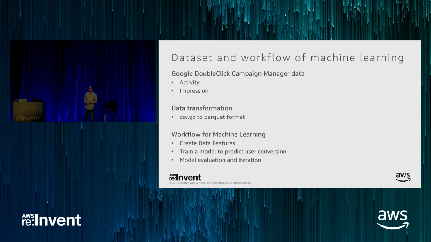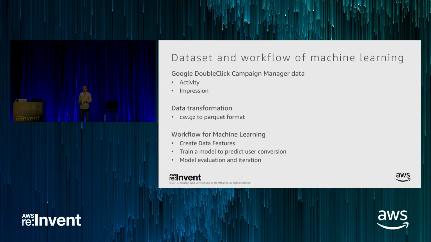Let's understand the workflow. We are going to work with 2 data sets. One is activity table and another is impression. Activity, you guys must be already aware, but just to give an introduction, with activity, the data is of users who have already converted.